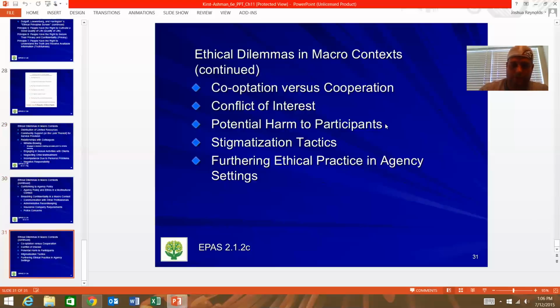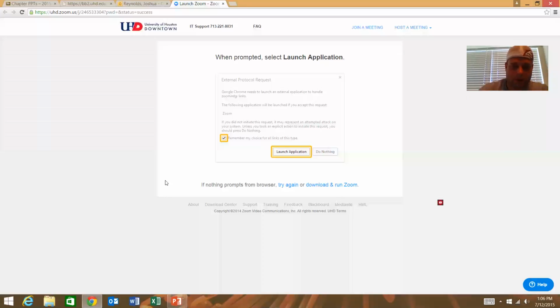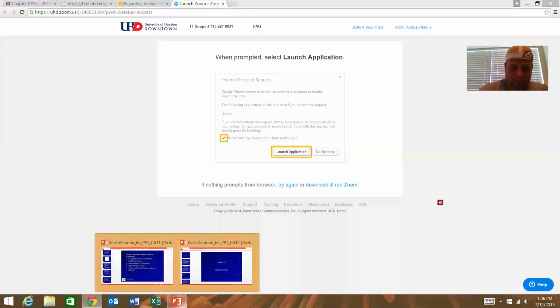Potential harm to participants. Be very careful about cultural competencies, the things that would inflict emotional harm or social damage on someone. It's not just about physical harm. All right, that's chapter 11, and chapter 12 will be quick.